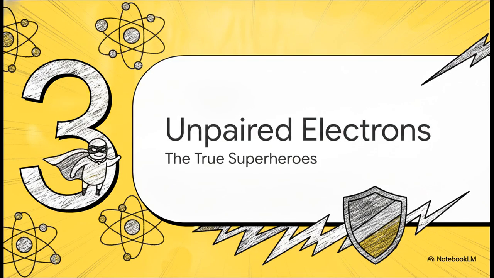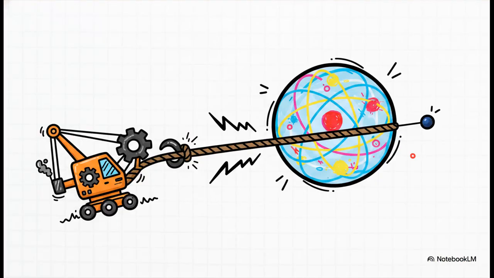All right, Section 3, Unpaired Electrons, the true superheroes. We've seen how they break the rules of size, so let's meet the real driver behind all this crazy behavior. It all comes down to unpaired electrons. They dictate how much energy is needed to strip an electron away, which is known as ionization enthalpy.